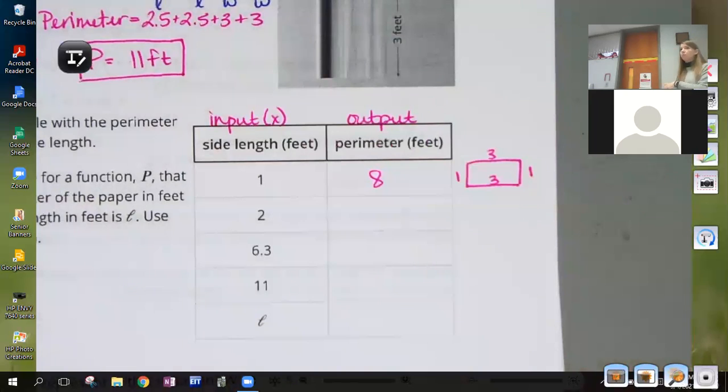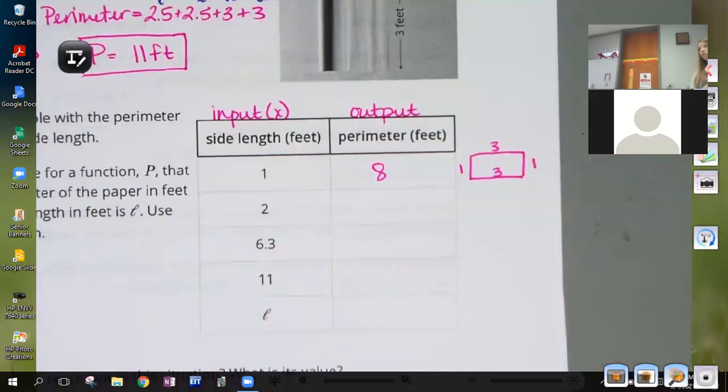Now let's try to do this next one mentally. If you need to draw a picture on your own paper, you go for it. This time we have a side length of 2. So how are we going to find the perimeter of that? Which values do not change? The 3. So we have 3 and 3, which is 6. So every single time we know we're going to have at least 6 feet, right? And then what are we going to do with that 2? 2 plus 2. We're going to double it, right? So we have 6 and then we do 2 plus 2. So how much is the perimeter? 10.